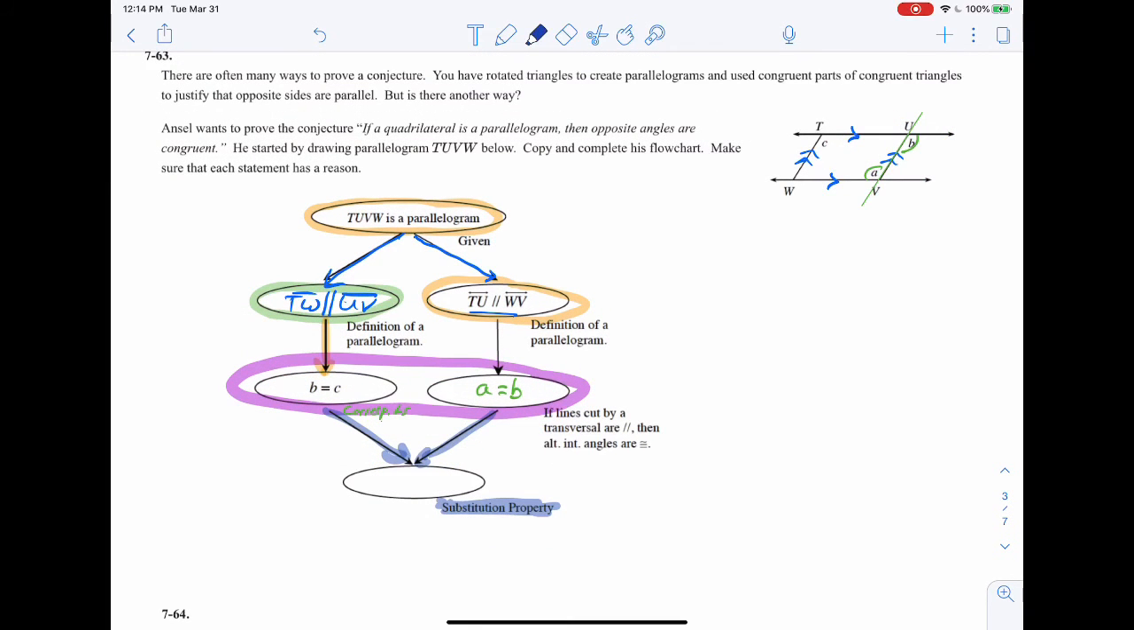So by the substitution property, we see that B equals C. So that means wherever I see a B, I can substitute a C. Well, there's another B over here, and so in its place, I'm going to put this C and write my conclusion down here, A equals C, by the substitution property, thus proving opposite angles of a parallelogram are the same.